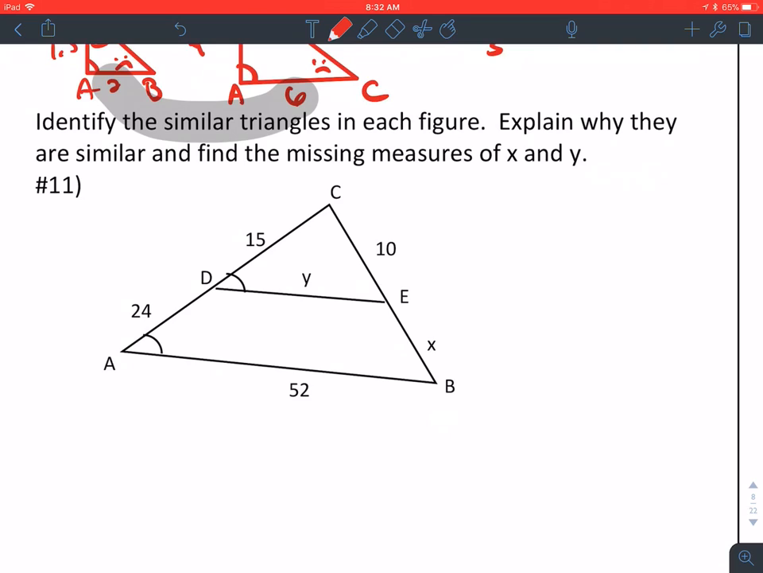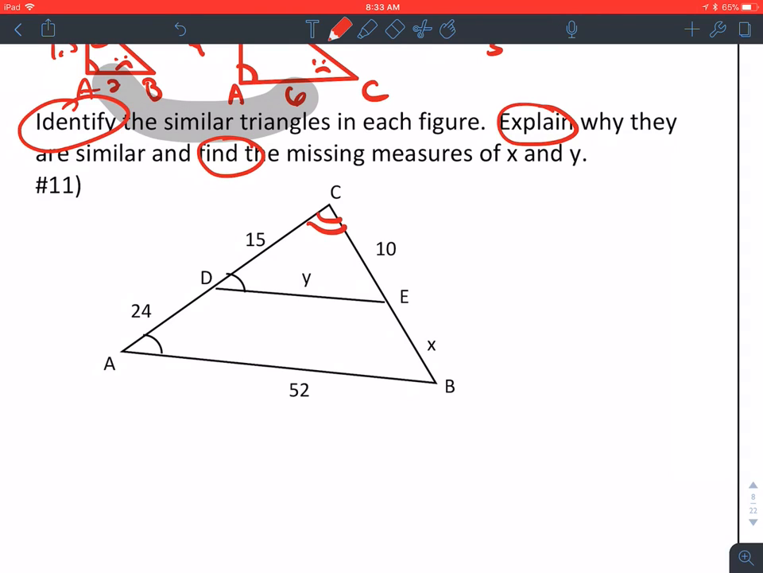All right, number 11. Identify the similar triangles in the figure. So we have to name them by name and put them in the right order. Explain why they are similar and find the missing measure. So we got 3 things to do in this again. Identify, explain, and find.